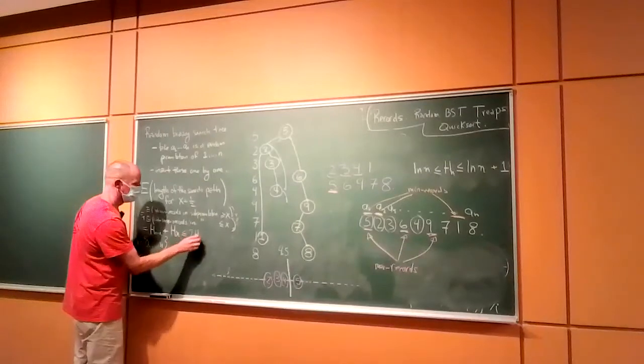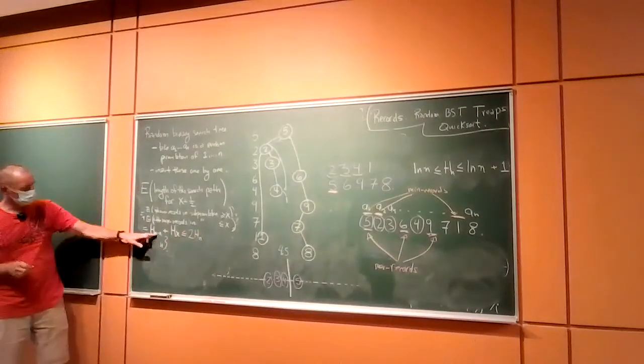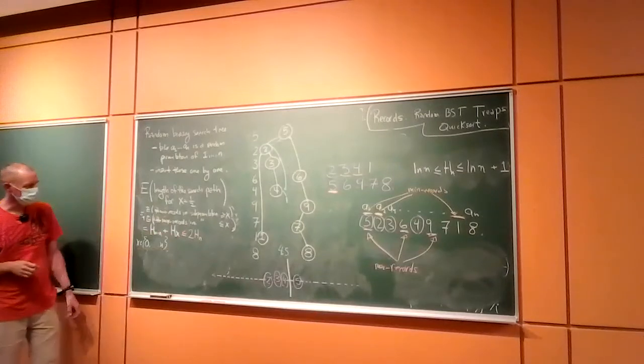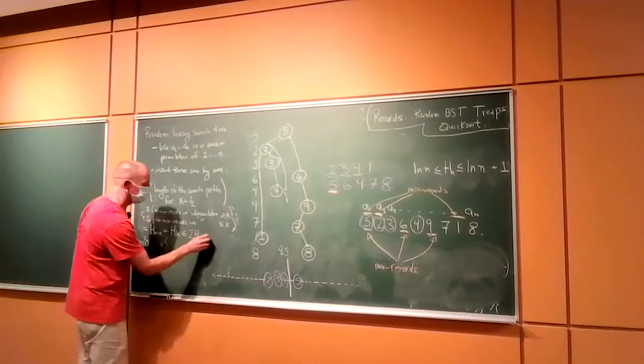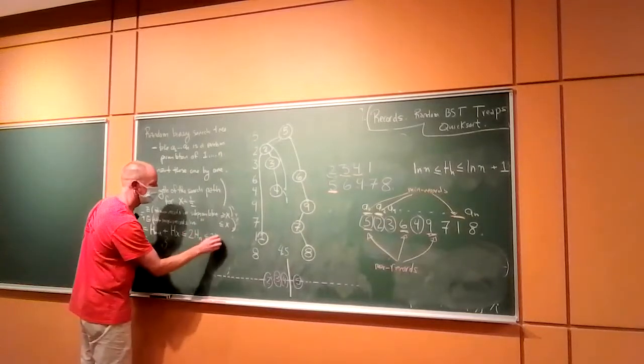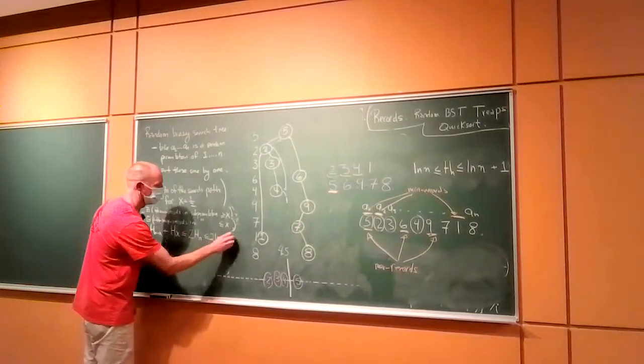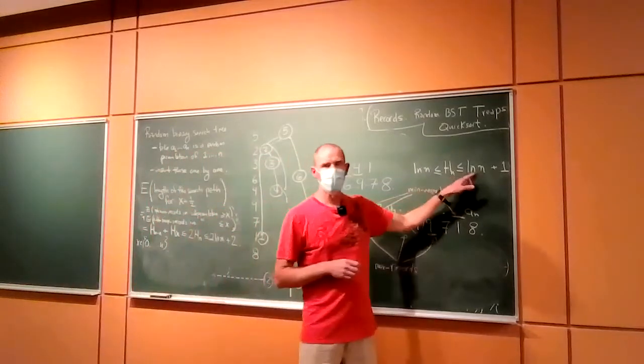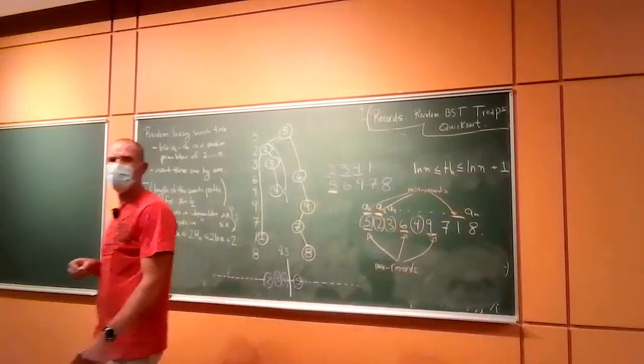But in any case, both of these things are smaller than hn. So h of n minus x is smaller than hn. H of x is smaller than hn, which means that this is less than or equal to 2 times the natural logarithm of n plus 2. Remember, we had this bound here. Yep.